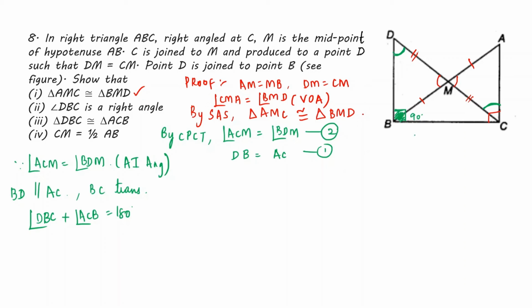Why? Let's look at the figure. Angle DBC and angle ACB both lie on the same side of the transversal, so these two are interior angles on the same side of the transversal. So angle DBC plus angle ACB is 180 degrees. We know that angle ACB is already 90 degrees because it's given in the question. Keeping angle DBC on the left hand side and moving 90 degrees to the right hand side, angle DBC is equal to 90 degrees. So angle DBC is a right angle, hence proved.